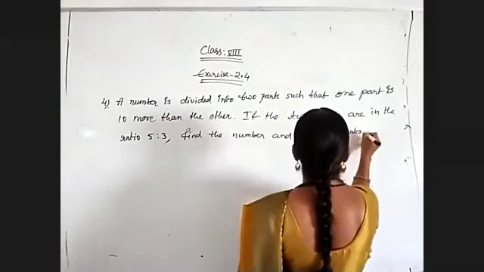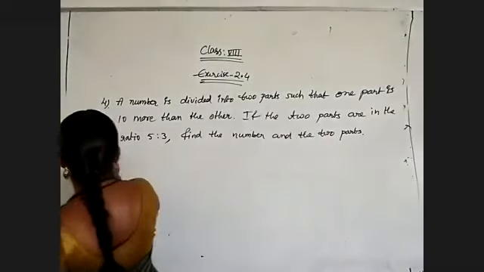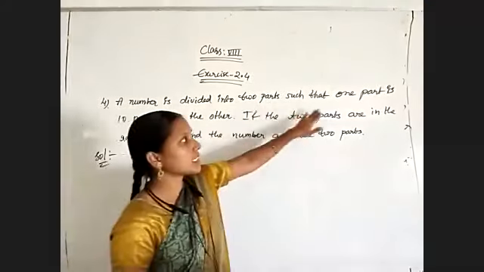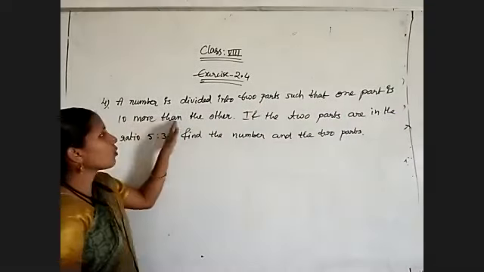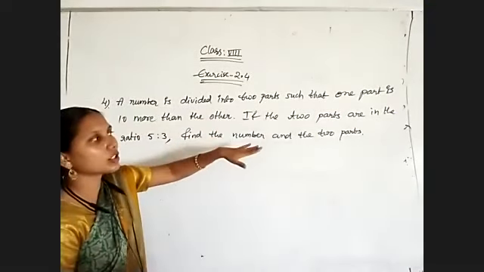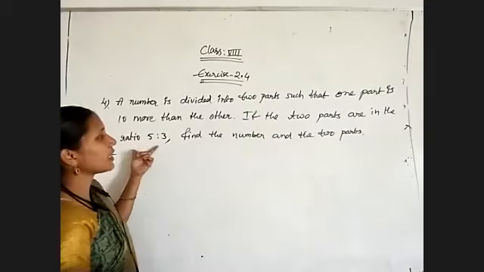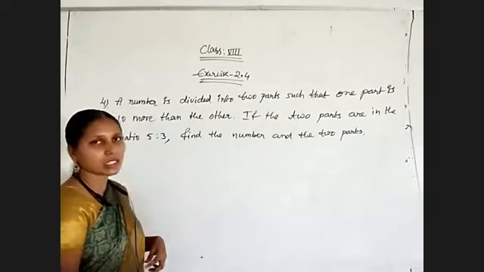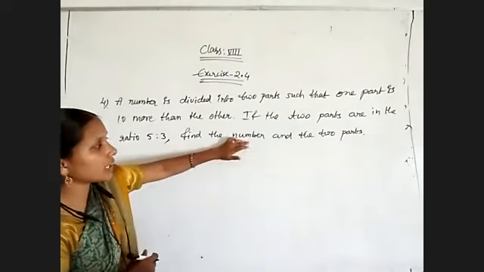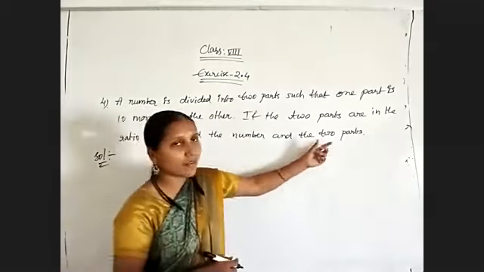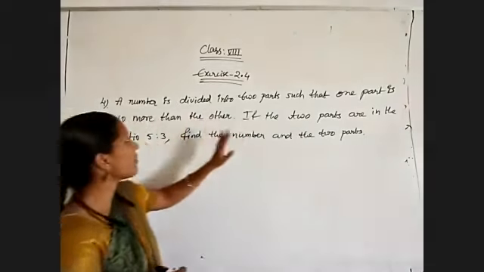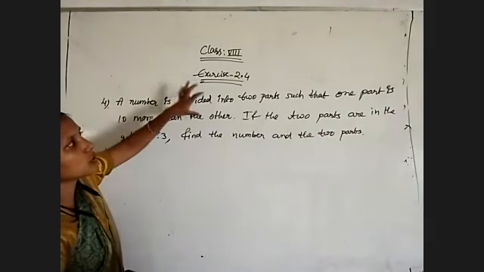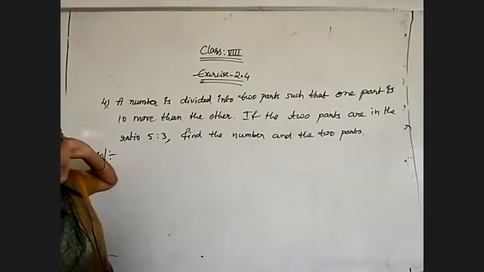Okay, observe the question. A number is divided into two parts such that one part is 10 more than the other. If the two parts are in the ratio 5:3, find the number and the two parts. Here three questions are there. We need to find the number and what are the parts of those two numbers. So first of all, observe the condition. A number is divided into two parts. What is that number? I don't know.